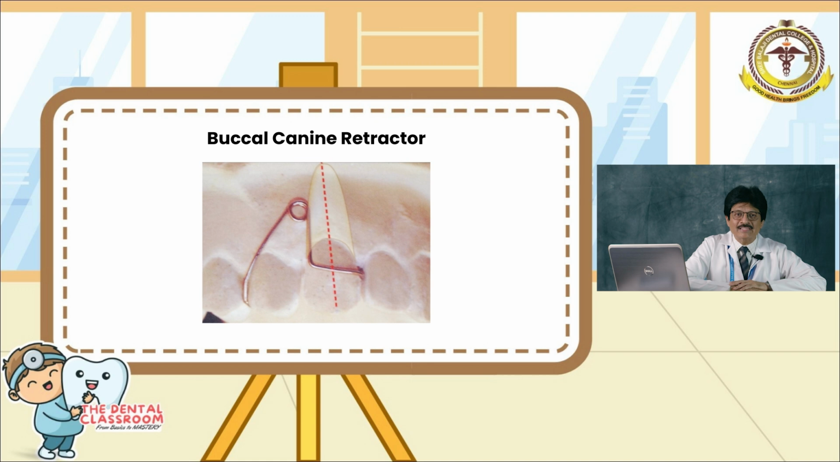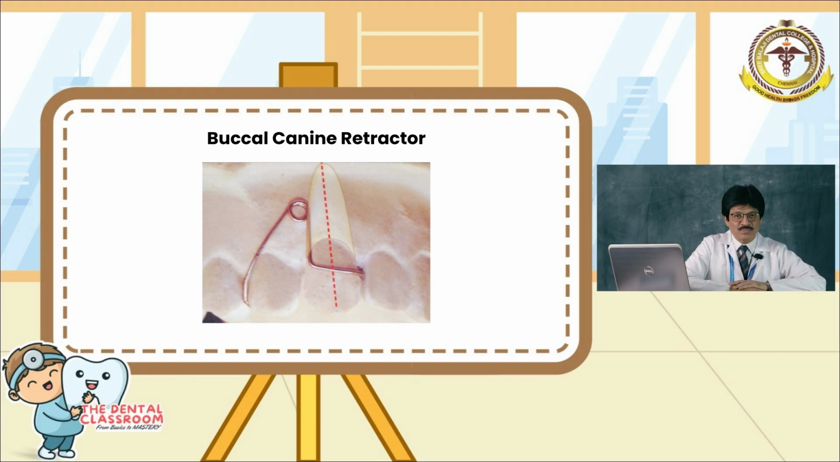Normally, the active arm of any spring is below the helix, but it is only this particular buccal canine retractor where the active arm is above the helix. This is used for you to retract the buccally placed maxillary canine slightly distally and a little palatally.